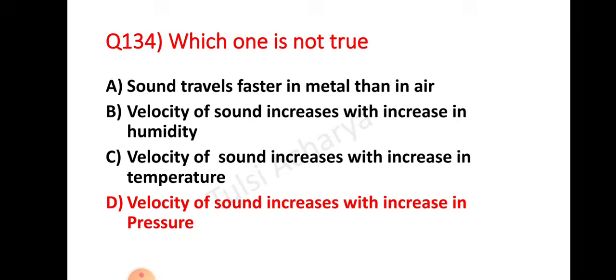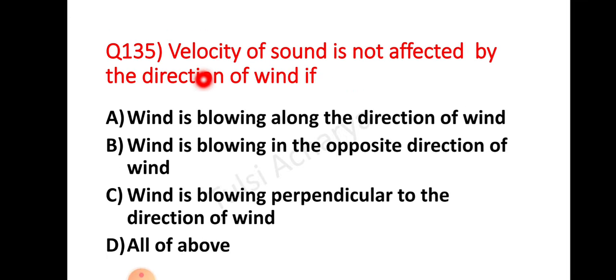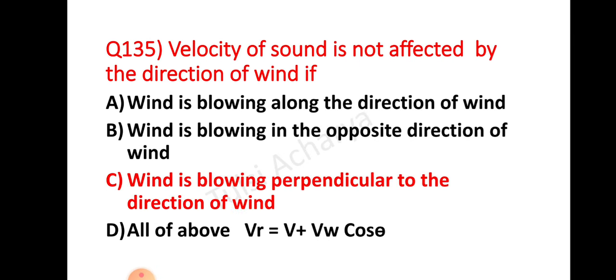Now let's move to question number 135. Velocity of sound is not affected by the direction of wind if the wind is blowing perpendicular to the direction of sound, because of this relation: resultant velocity is v plus velocity of wind times cos theta. In the place of theta, if you write 90 degrees, then cos 90 is 0, so this whole quantity will be 0. That is, the resultant velocity of sound will be exactly equal to the velocity of sound. So option choice C is the correct answer for question number 135.